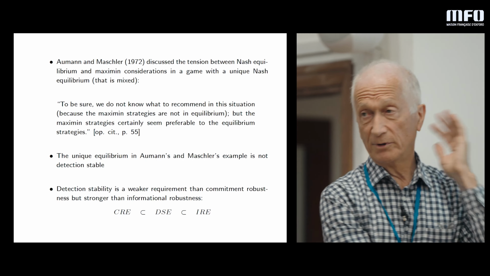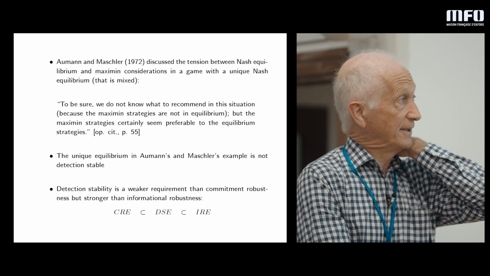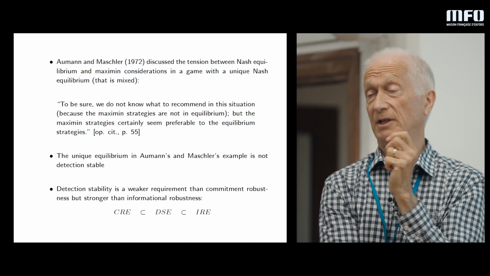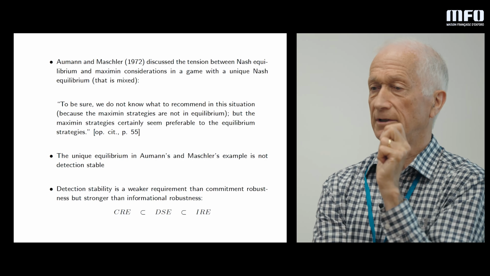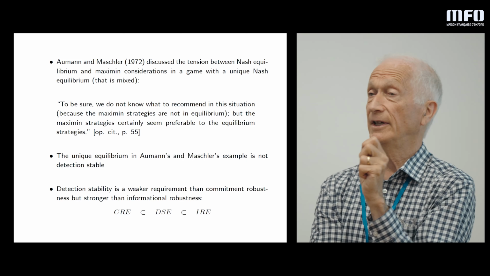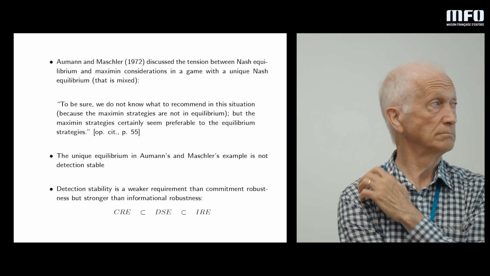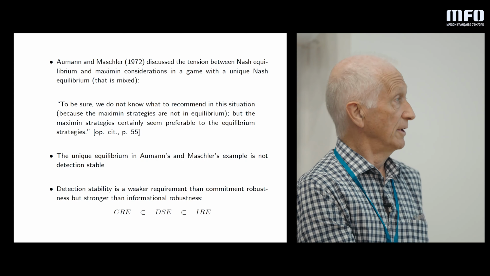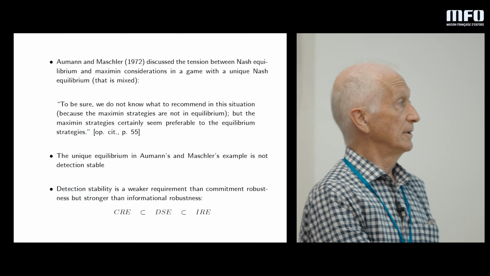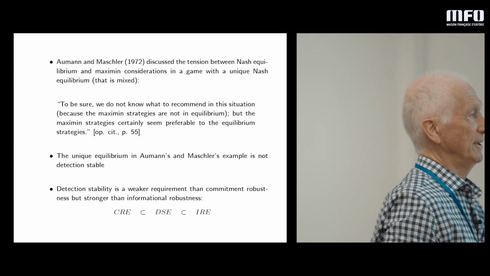Now, if we apply our machinery to their example, we will find that that equilibrium, which is unique, is not detection stable. So now you see already we don't have existence in all games, right? Some games will not have any detection stable equilibrium. And if we relate it now to what I mentioned before, then we see here that detection stability is intermediate.